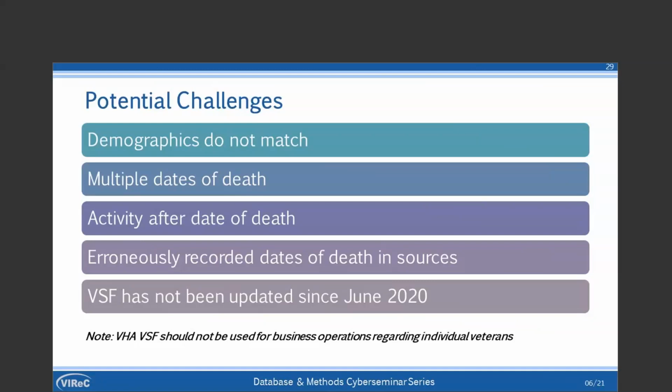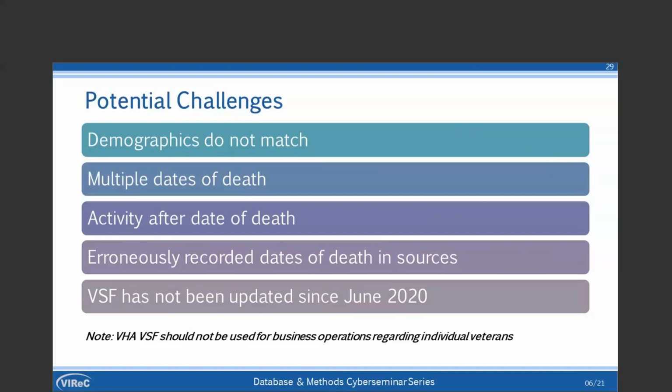It's possible that the demographics don't match. You may suspect that they might have a different sex than what you expected. There may be multiple dates of death. There may be activity after date of death. And some of that is perfectly possible. You know, there may be a bereavement appointment for the family after someone has died.